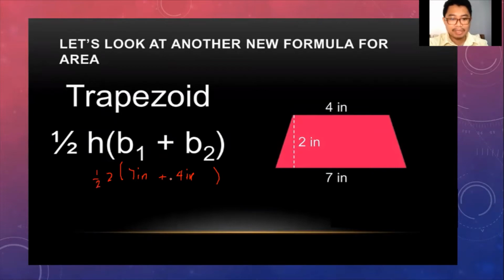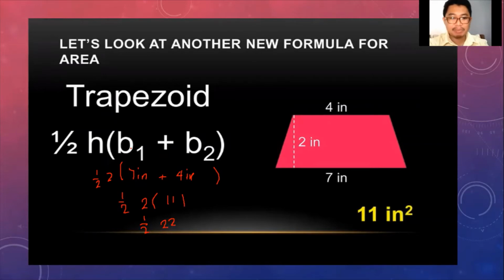So 7 plus 4 is 11 inches. 11 times 2 times 1/2. 11 times 2, that is 22. And what is the half of 22? We get the final answer as 11 inches squared.